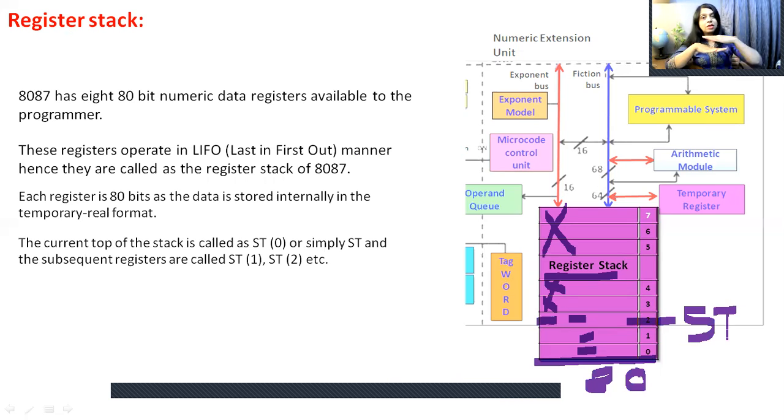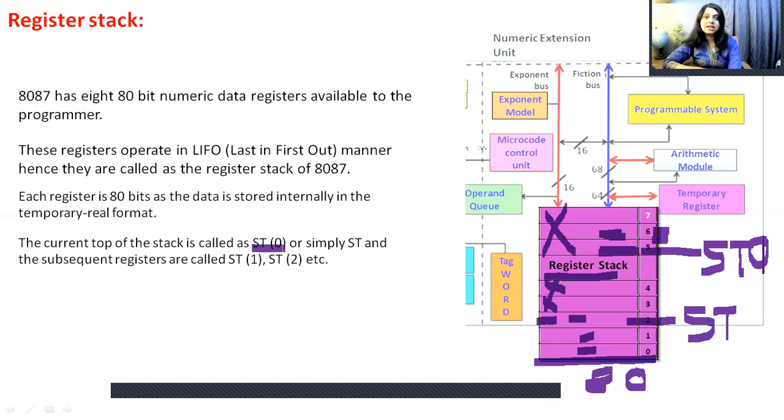The way we keep a stack of plates, suppose these are two plates kept like this, so this is the stack top. The last register in which we enter data is known as the stack top. Suppose data is entered till the fifth register, then this will be the stack top, and it is called ST0. Suppose data is entered till 6, then this register is ST0 and this is ST1 and so on. So that is what is written: the current top of the stack is called ST0. ST stands for stack top or simply ST, and subsequent registers are called ST1, ST2, etc.